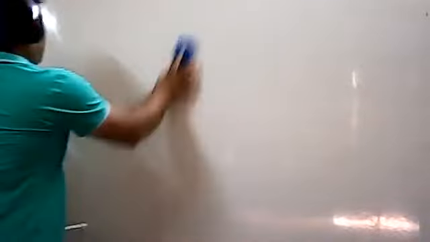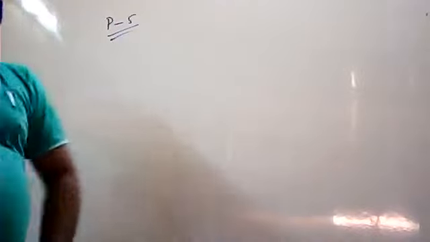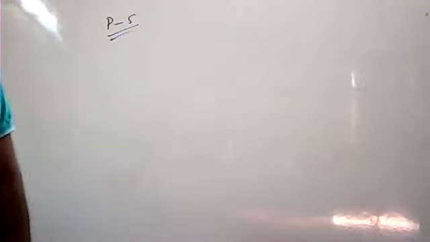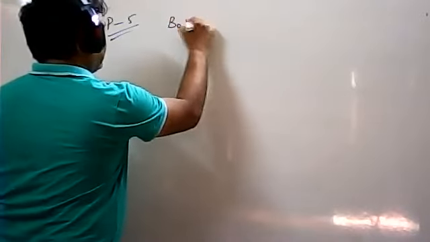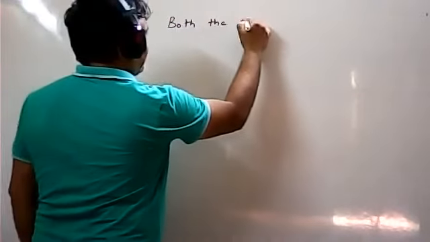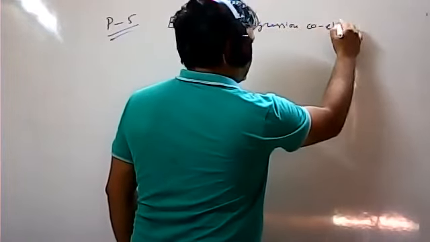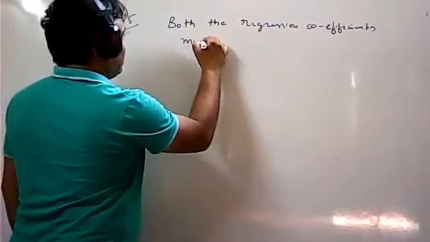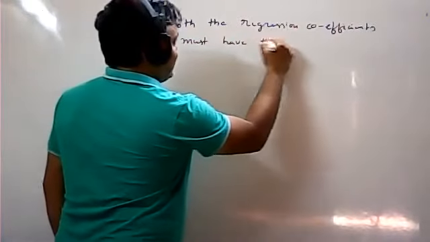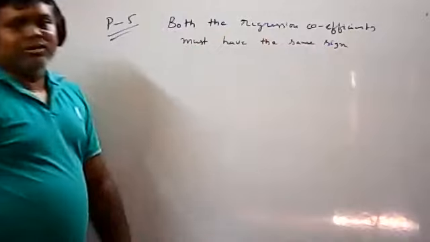Next property. Before the angle between the regression lines, this is the last property. So property number 5. What is the statement of property number 5? Write it. Both the regression coefficients must have the same sign. Same sign means either both are positive or both are negative.